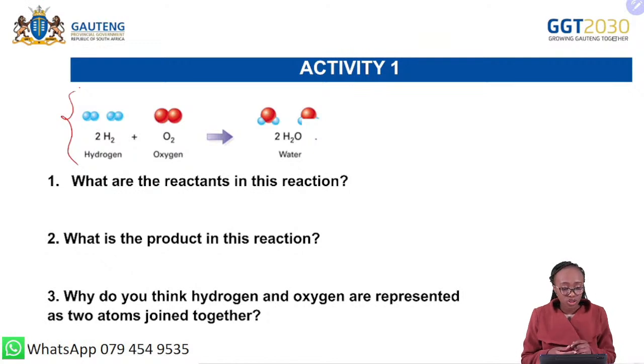The first question reads, what are the reactants in this reaction? The second question is, what is the product in this reaction? And then the third question is, why do you think hydrogen and oxygen are represented as 2 atoms joined together?